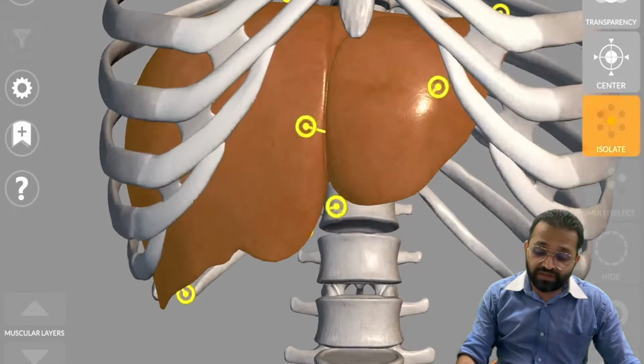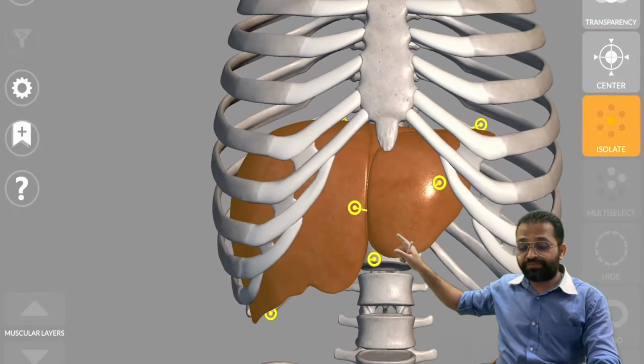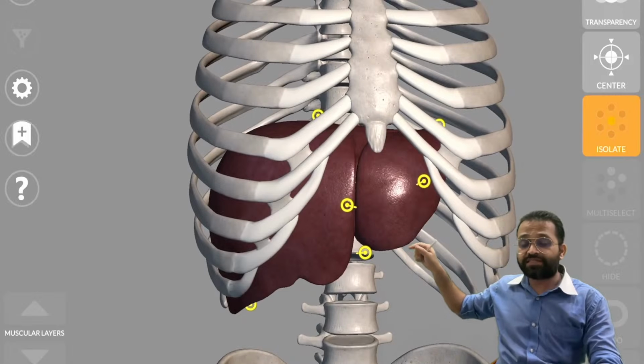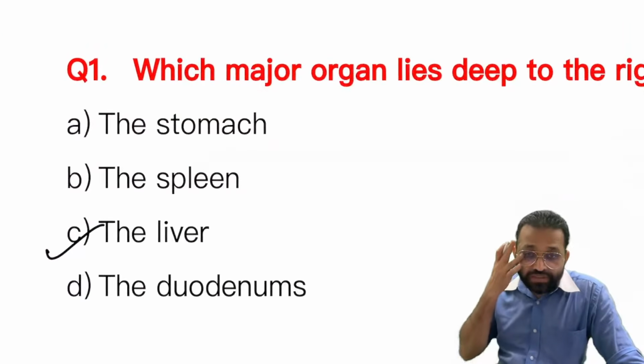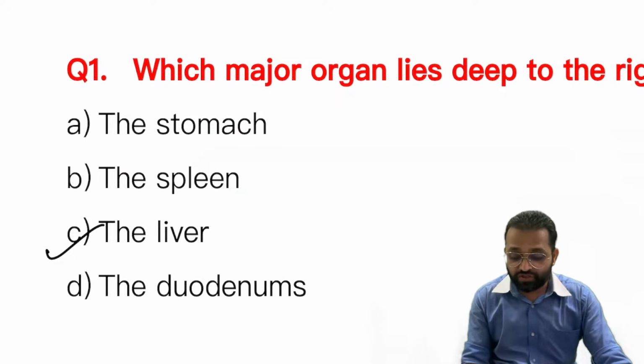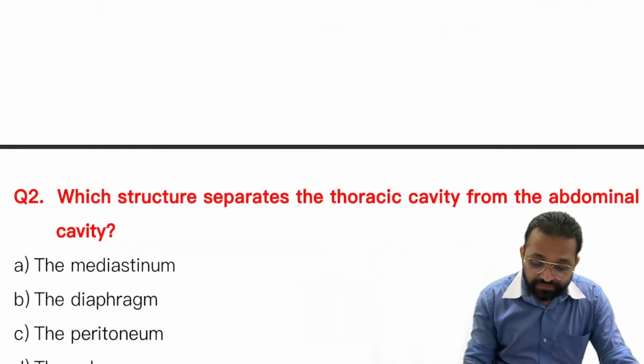Can you see in the right hypochondrium which organ is located? The answer is the liver. Done. Getting the point? So the answer is the liver in this question. Now come to the next question.